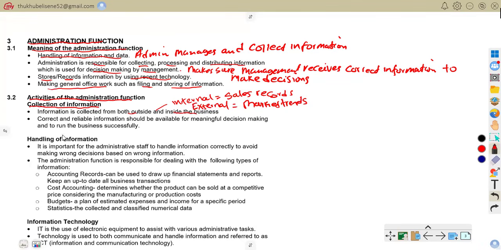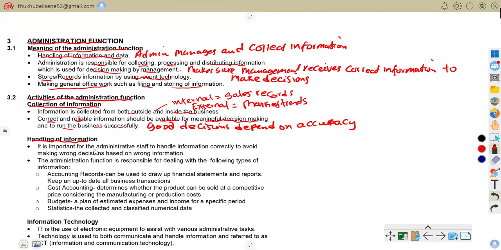So now we are coming to correct and reliable information, which will be available for meaningful decision making and to run the business successfully. So, we are saying good decisions depend on accuracy. For example, managers need correct sales data to budget. Now coming to the handling of information.